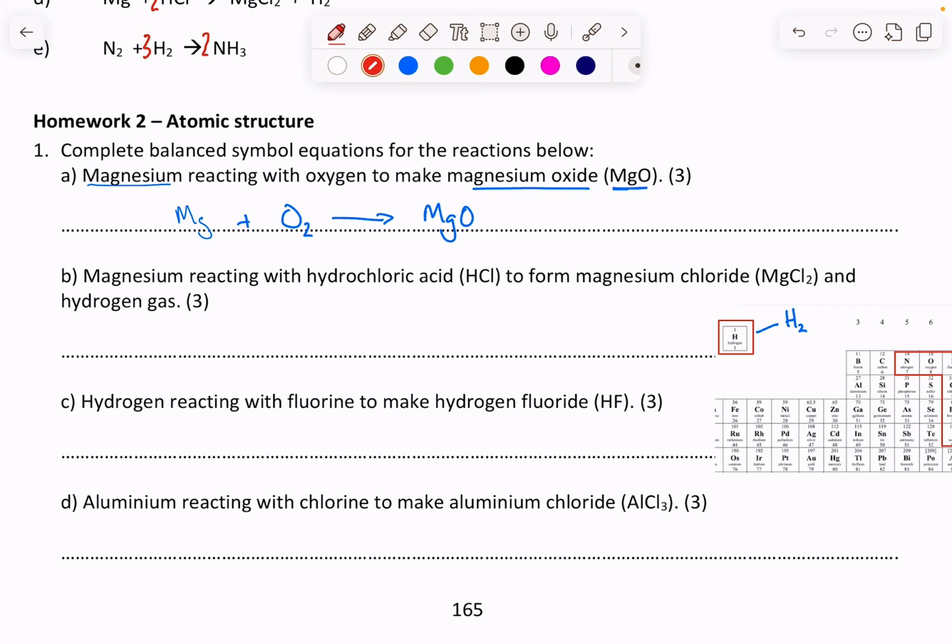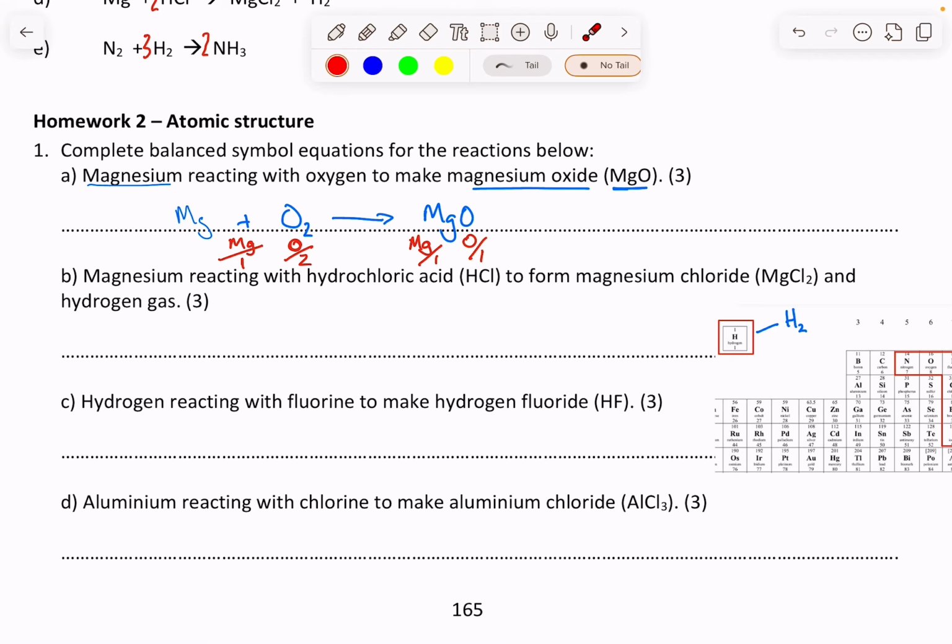All I'm going to do now is count the elements involved. So here there is 1 magnesium and 2 oxygens. Here we've got 1 magnesium and 1 oxygen. If you've forgotten, just to remind you, there's no number after the magnesium, so it's 1, and there's no number after the oxygen, so it's just 1.